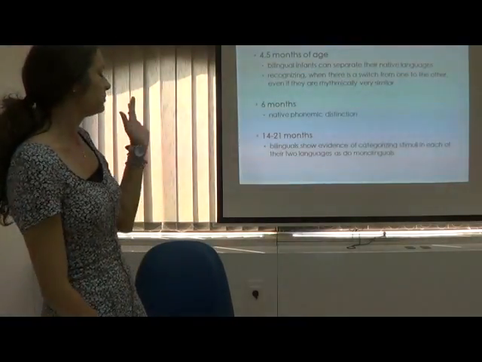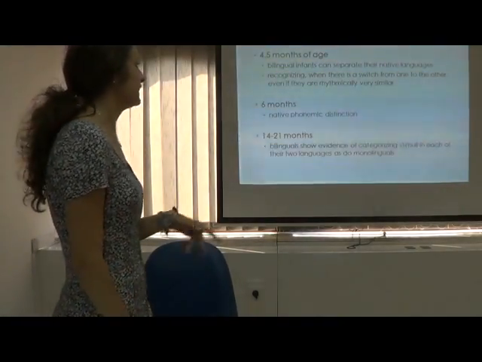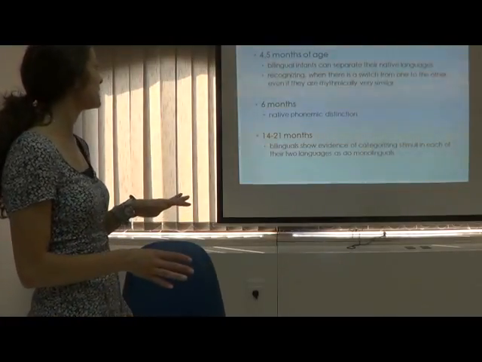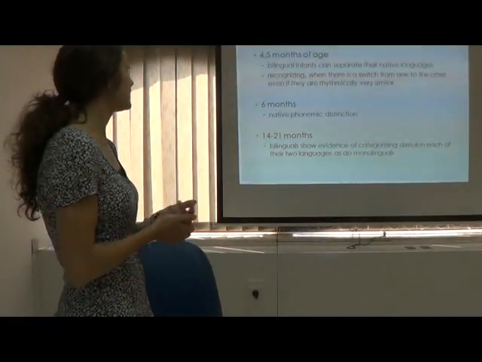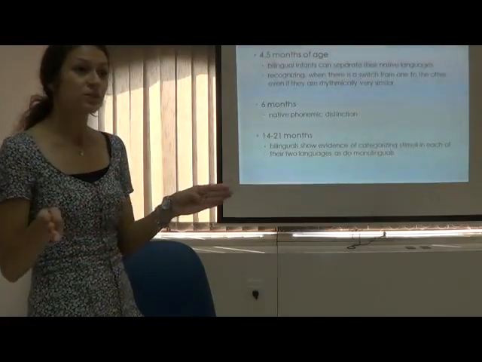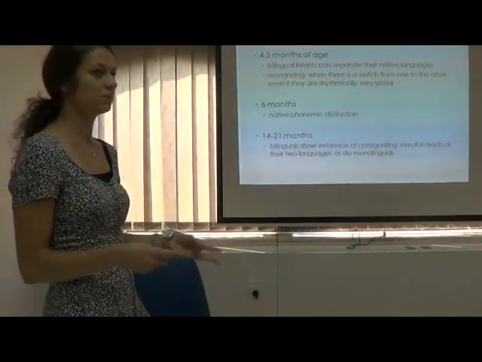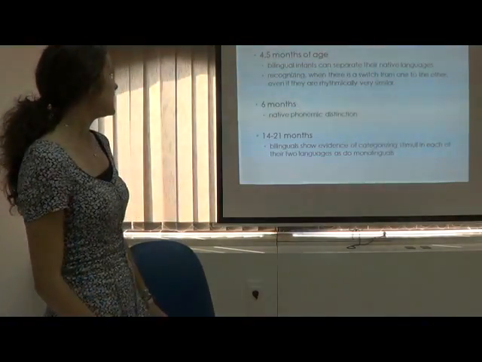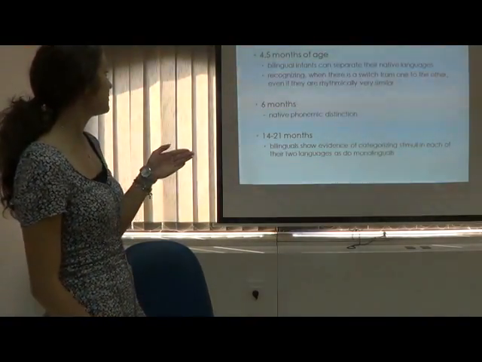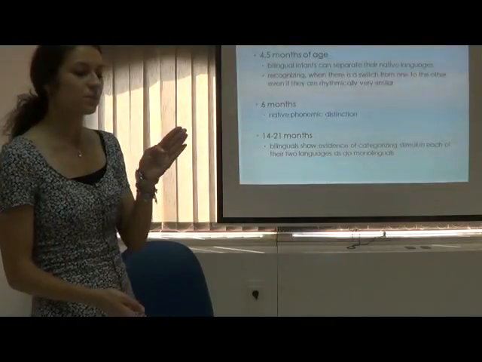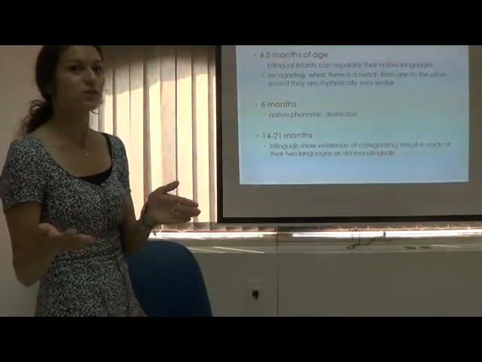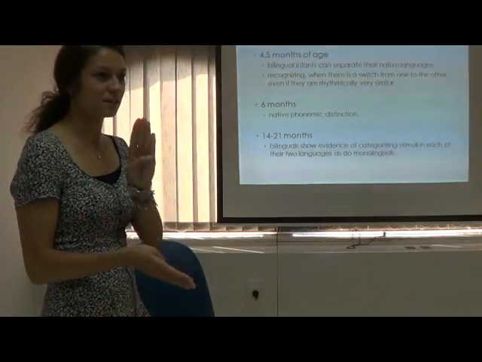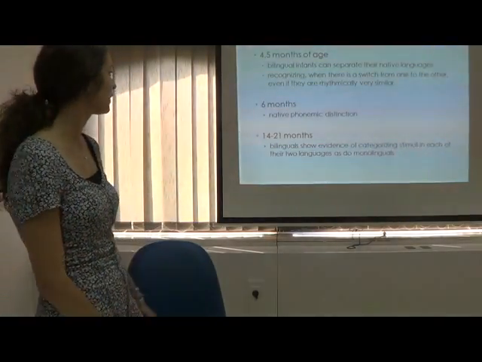So this is just a basic timeline for bilinguals. At 4.5 months of age, bilinguals can separate their native languages, so they can distinguish between English and Chinese. At the same time, they can recognize when there's a switch between the languages. So if they have parents who speak different languages, they can recognize that there's a switch in the language.